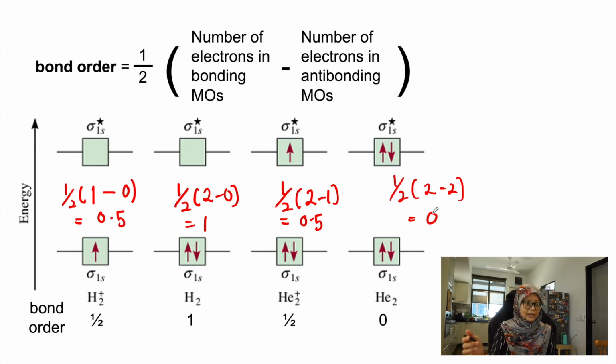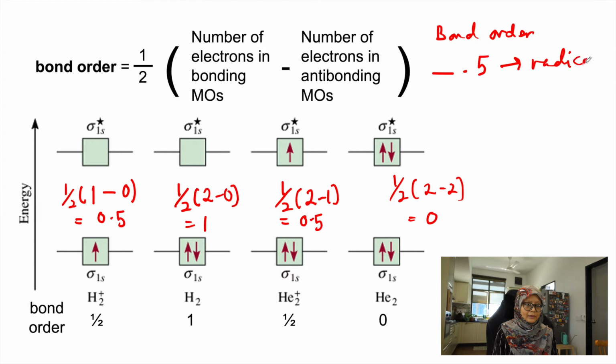Anything with a bond order of 0.5 will usually show us what we call a radical. A 0.5 bond order is very weak, but we still consider this one as a bond.